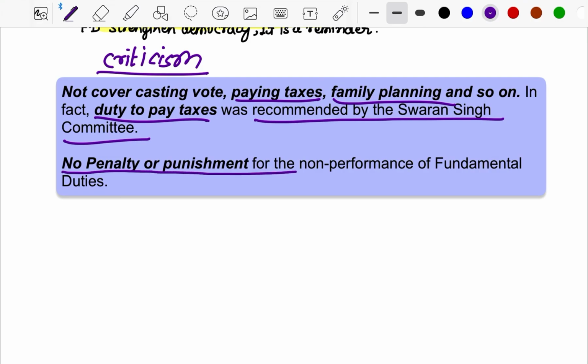Most important thing is that there is no penalty or punishment for non-performance of the fundamental duties. If you are not following, then you will not be liable for a punishable offence. There is no penalty as such. But I have told you that it is indirectly enforceable. Like if you are not protecting the environment, you are polluting, then you will be liable for a punishable offence. So all these things I have mentioned here. I hope you understand this topic.